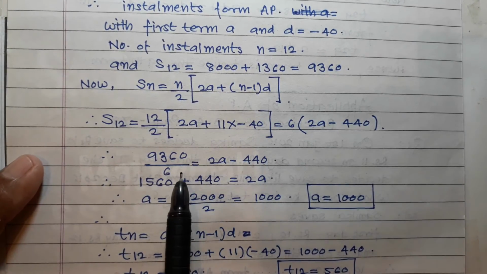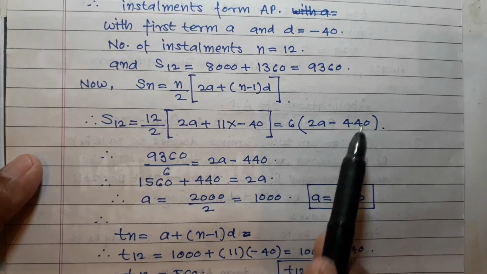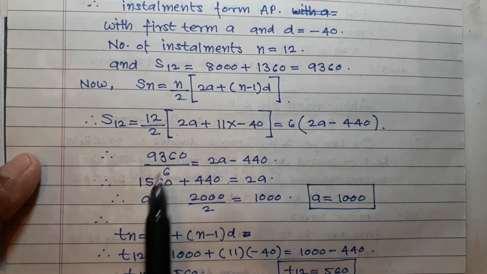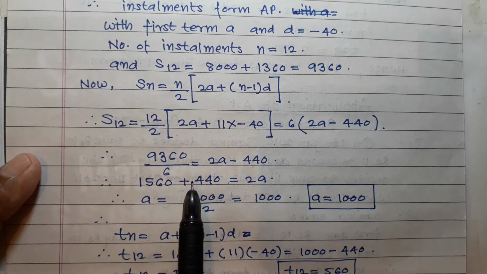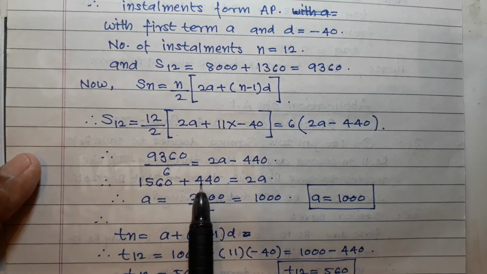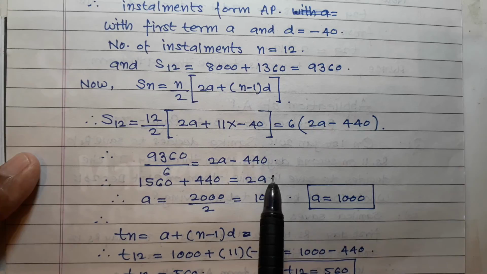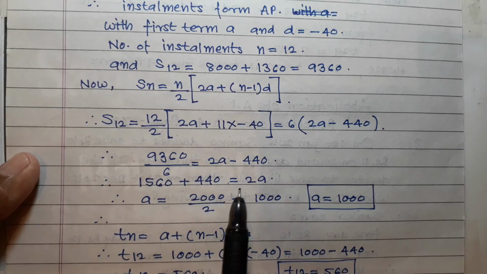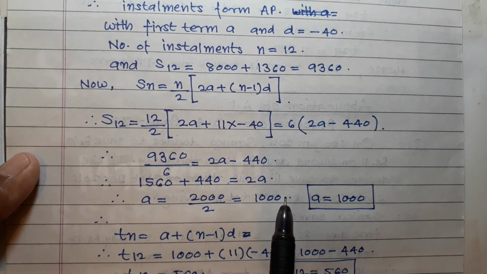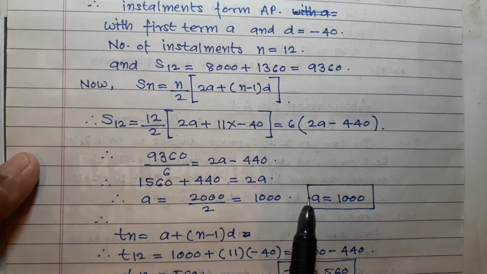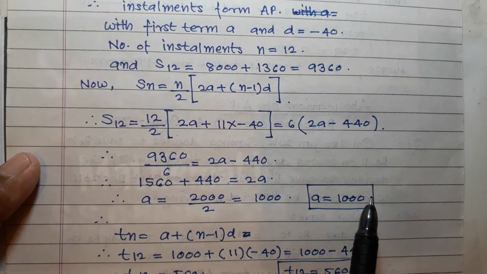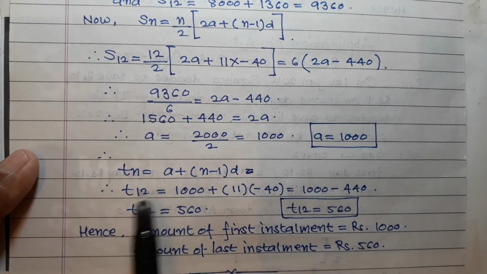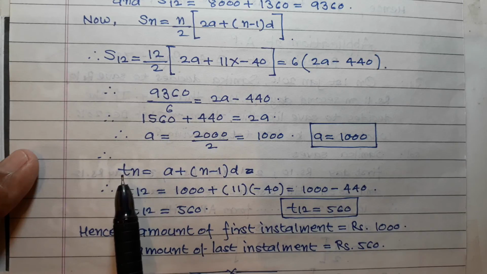Therefore, now this is given: 9360 upon 6 is equal to 2a minus 440. This you simplify, divide by 6, 1560, plus this you transfer to this side, plus 440 is equal to 2a, and therefore a is equal to, add this, 2000 upon 2 is equal to 1000, and hence a is equal to 1000. Okay, then you know a and you know d, so that you can find the 12th term.